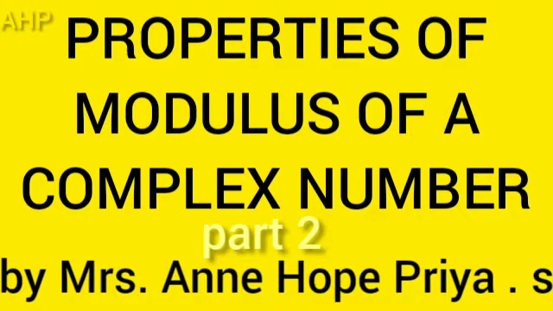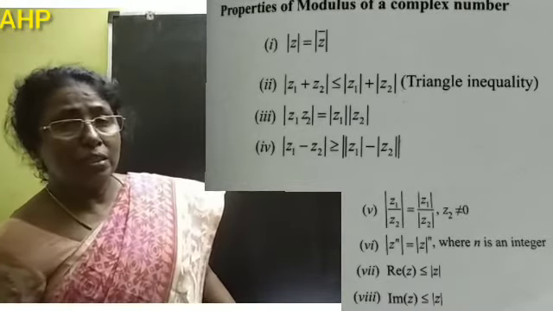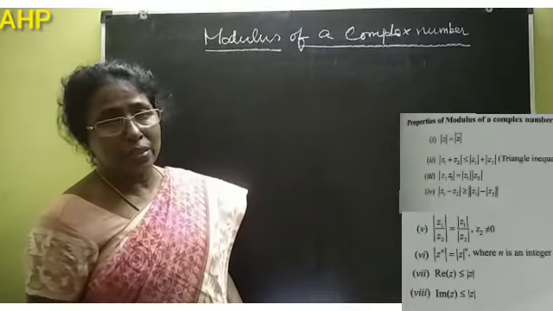Properties of modulus of a complex number. So the first property says modulus of z is equal to modulus of z bar.